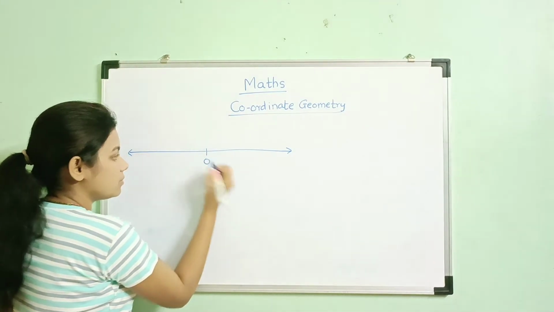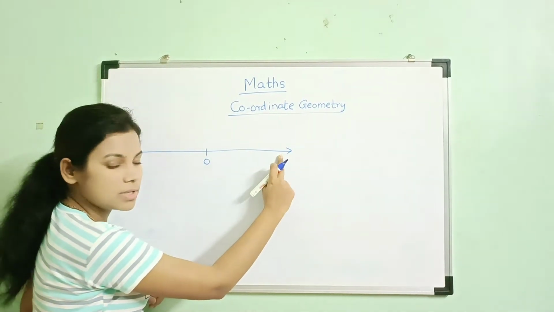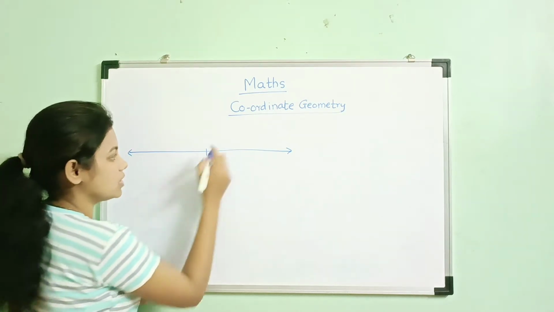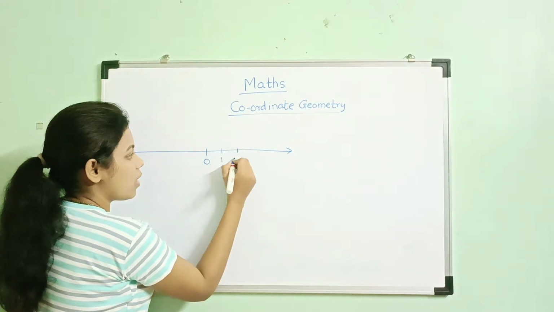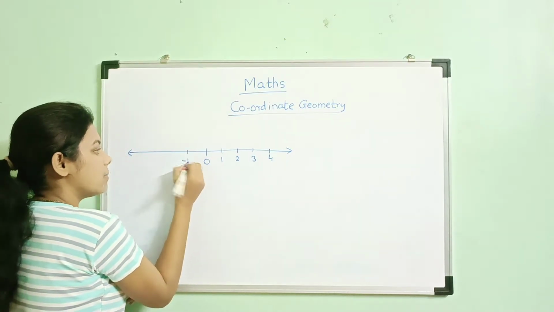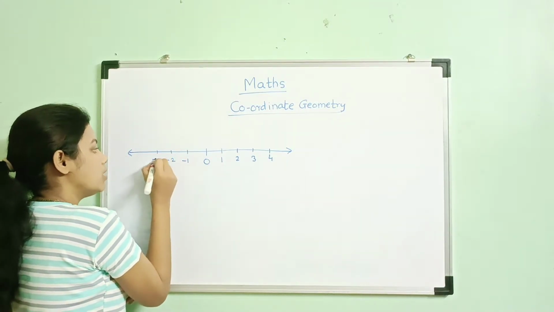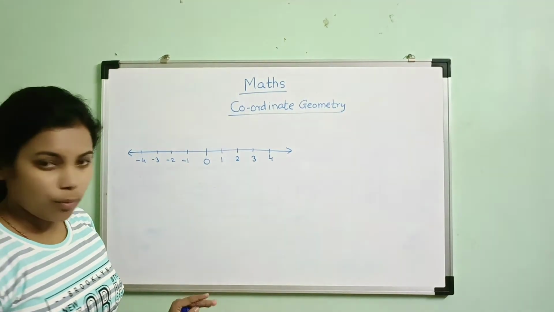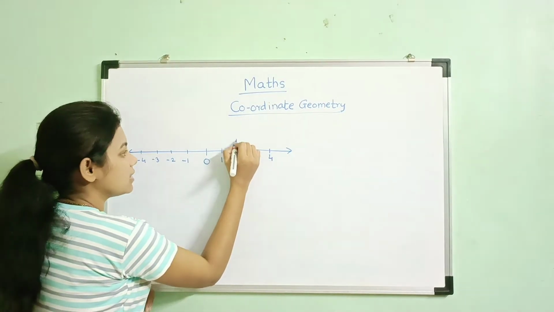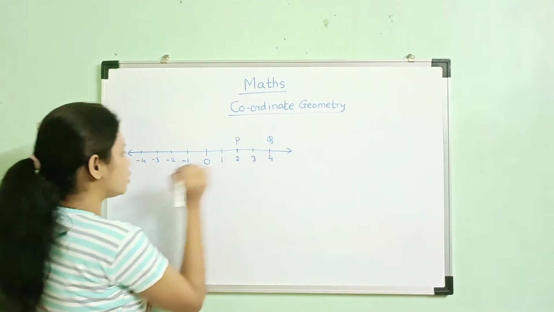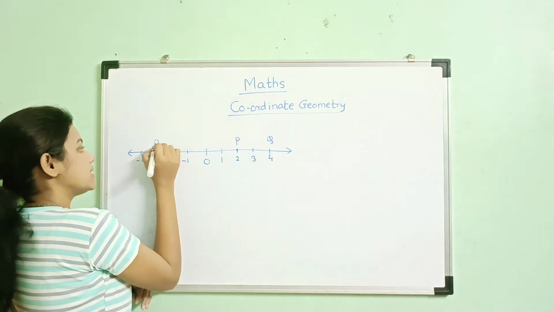We will start from 0. There are positive numbers on the right hand side of the 0 and negative numbers on the left hand side of the 0. So we will mark this as 1, 2, 3, 4. Similarly, -1, -2, -3 and -4. Suppose we will consider some points. If I mark this point 2 as point P, then this is Q and suppose this is R.